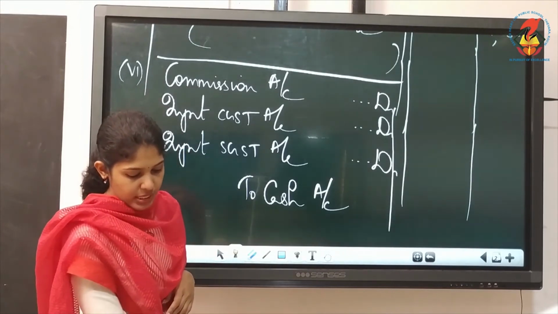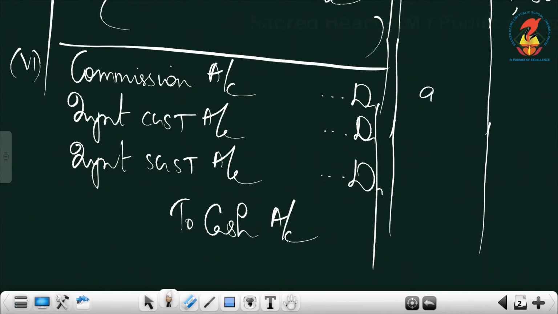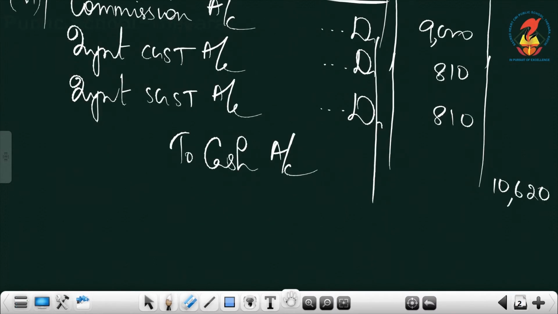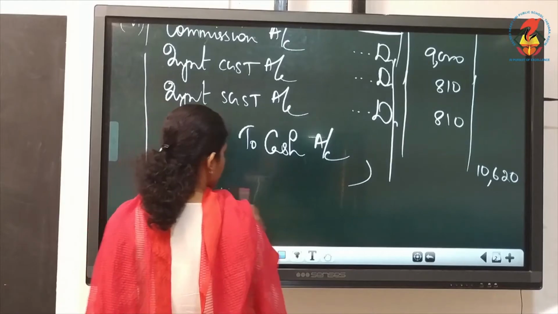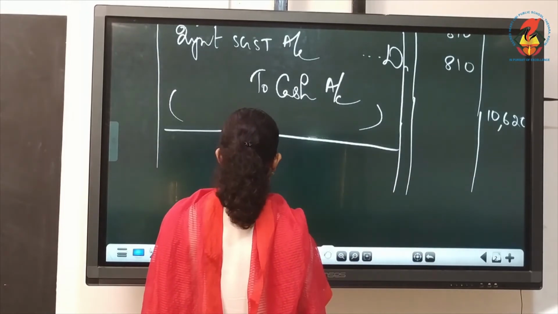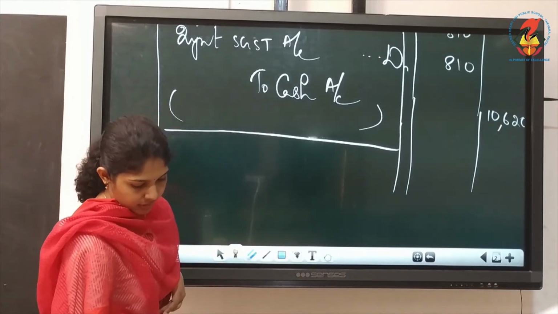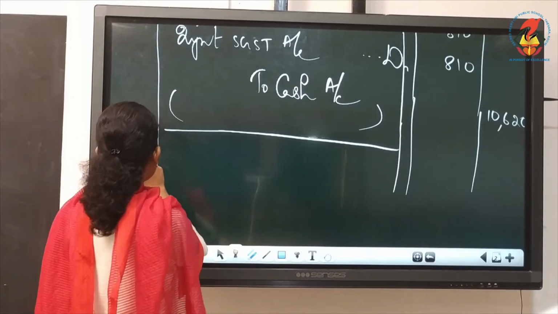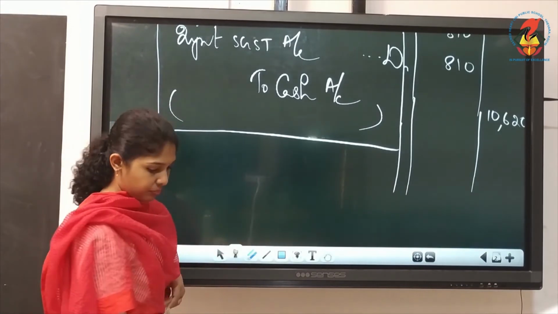Yes, so here the amount is 9,000. Compute 9% on this 9,000. Now you can write the total on the credit side, 10,620. Write the narration: commission paid with GST. Almost all these transactions are similar. Then the last one is the reverse of this.